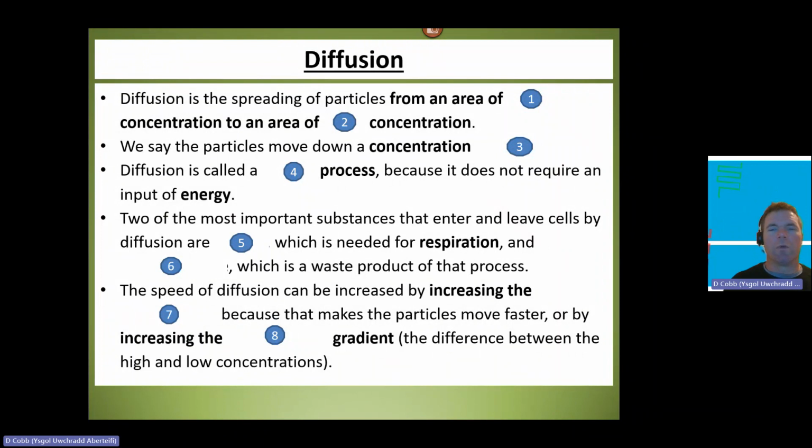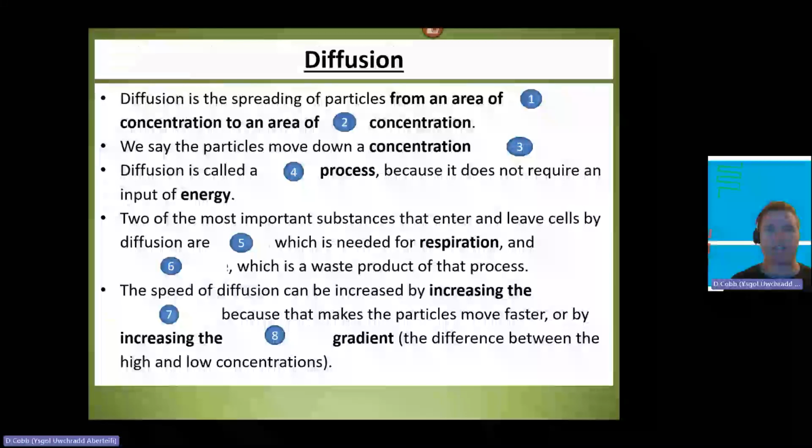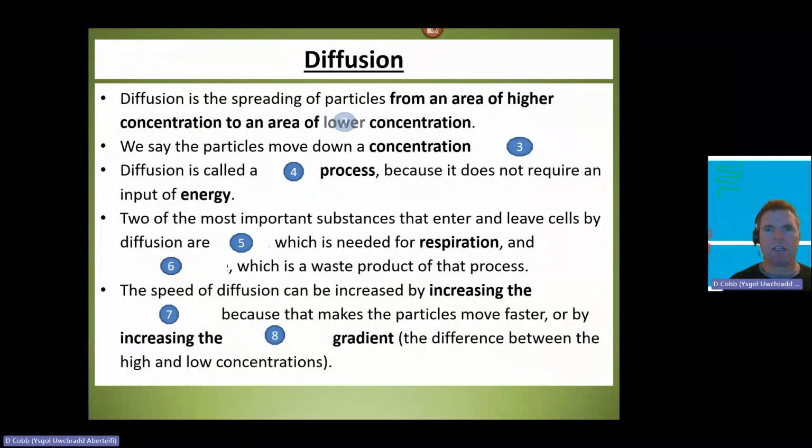Okay, so what should you have on here? Well, diffusion is the spreading of particles from an area of higher concentration, is number one, to an area of lower concentration. We say the particles move down a concentration gradient, is number three. Diffusion is a passive process. If you look at the words I've picked out here, the idea of high to low concentration is key. This idea of a concentration gradient is key.